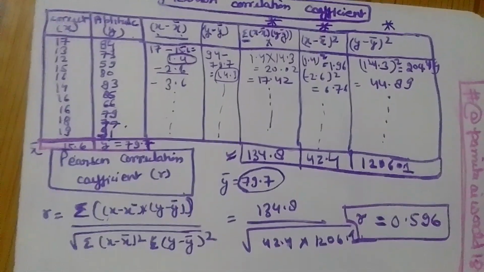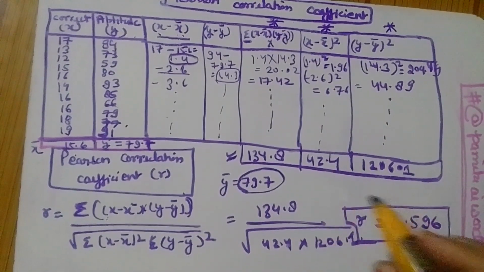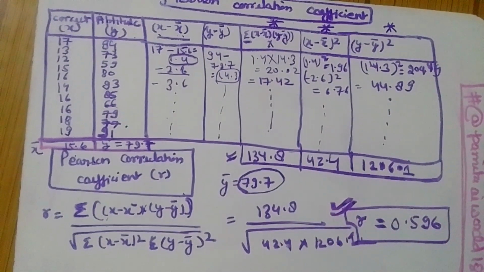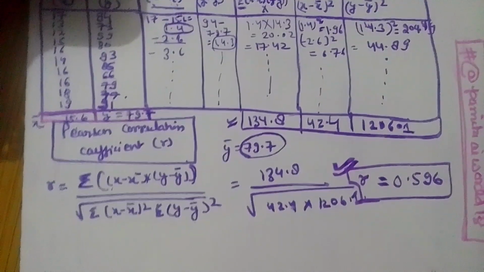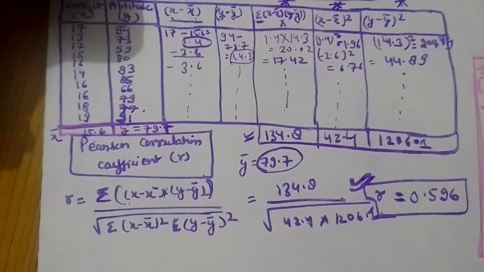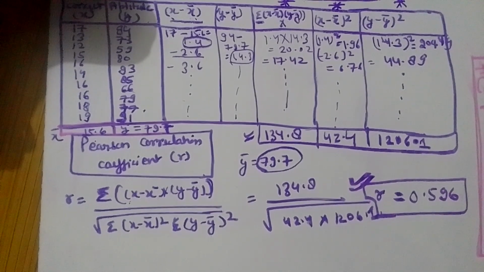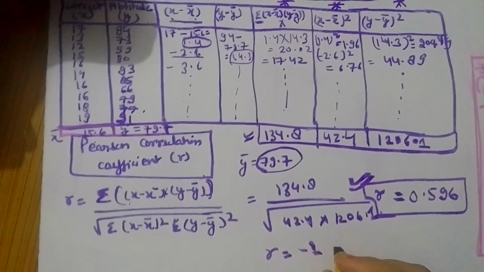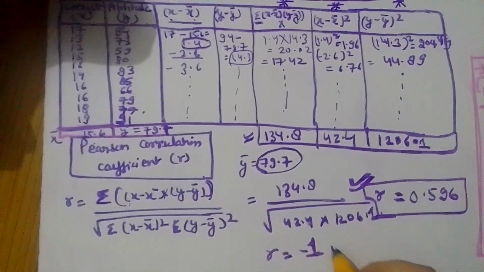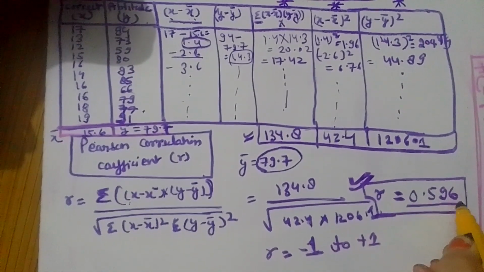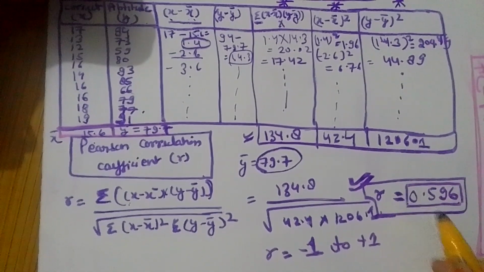Our main crux of all these things here is the value of r. So look, according to the theory, if you go through the last videos of the theoretical part of correlation coefficients, the value of r should be from -1 to +1. So 0.596 comes under positive.